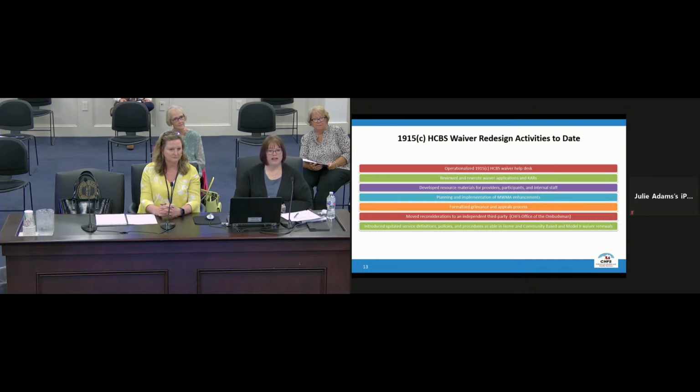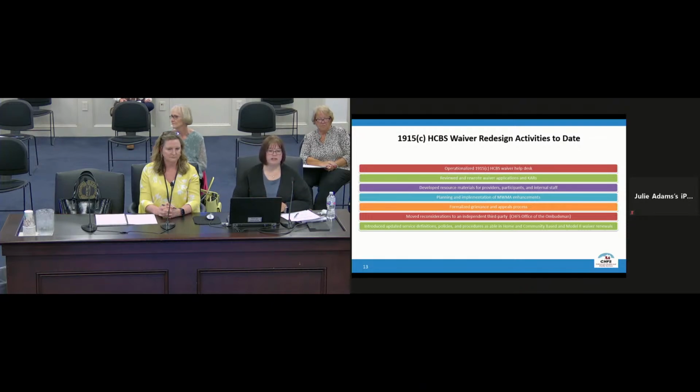We've started looking at planning and implementing some of those MWMA enhancements. One of those is what I had mentioned earlier with incident reporting and with all providers having access to MWMA. We formalized the grievance and appeals process and moved reconsiderations to an independent third party, which is the Cabinet's Office of the Ombudsman. So now when a waiver service gets denied, that reconsideration actually is viewed by someone that is not part of the initial process.